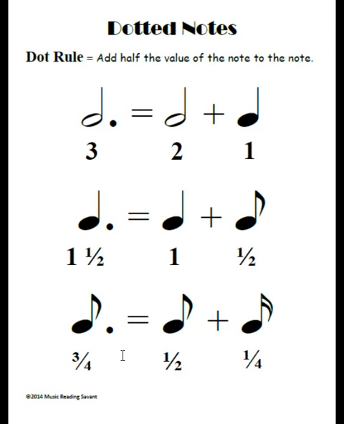So I hope this helps you to understand how to problem solve a note when you have a dot next to it. You just have to think of the dot rule and use that as your guide to mathematically think through how many counts any kind of a dotted note would be.